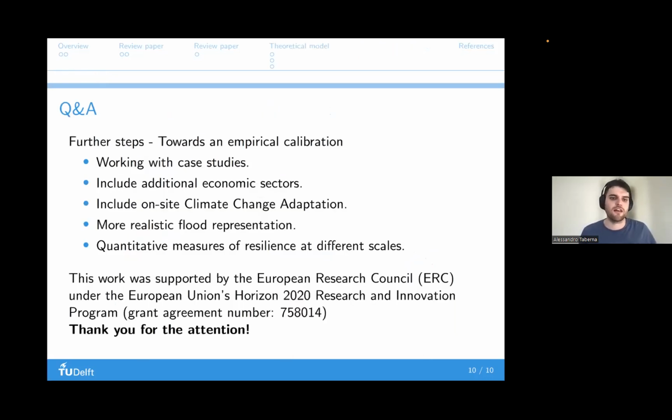And this was, of course, a first step, a first theoretical perspective. And we are now moving towards a more realistic case study that includes more economic sectors and on-site climate change adaptation and other things.